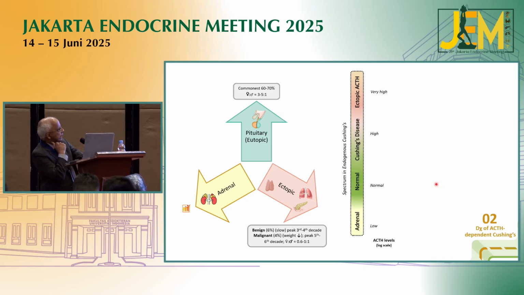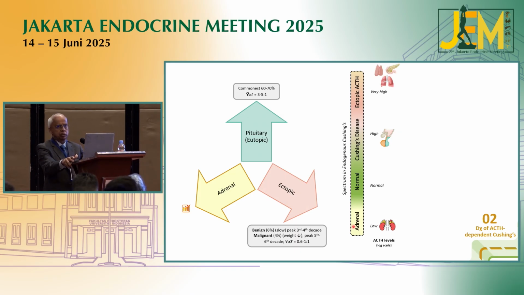Think in terms of ACTH levels. Adrenal Cushing's, very low ACTH levels. Pituitary Cushing's can be normal, can be high, rarely very high. Ectopic Cushing's, usually very high, but sometimes can be lowish. So the ACTH levels will help you. Of course, if the ACTH levels are high, the pigmentation is increased, and they may get hypokalemia, and they may get metabolic alkalosis.